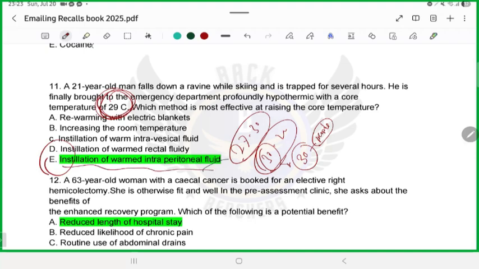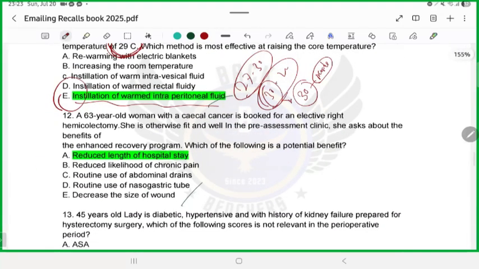Installation of warmed intraperitoneal fluid. A 63-year-old woman with a cecal cancer is booked for an elective right hemicolectomy. She asked about the benefits of enhanced recovery program. I have told you, just remember one thing from ERAS: reduce length of hospital stay, sometimes by 100 days.